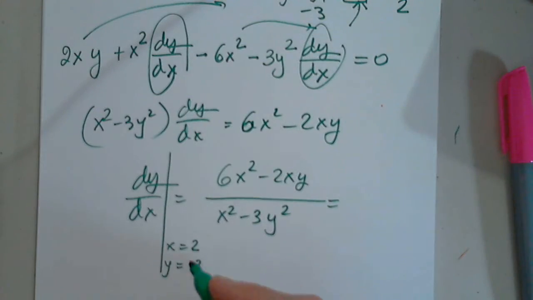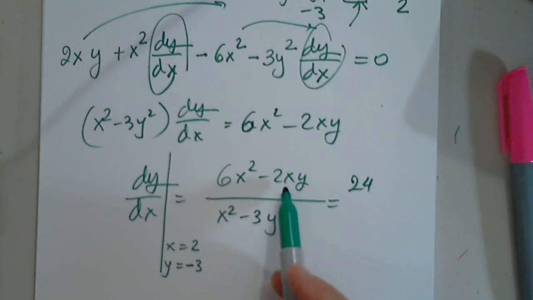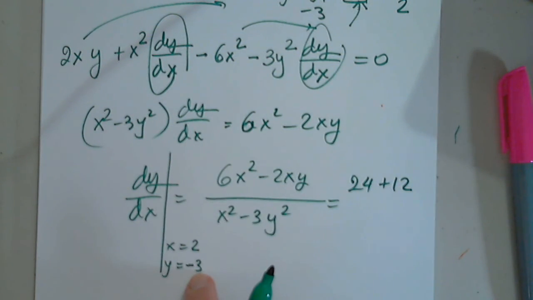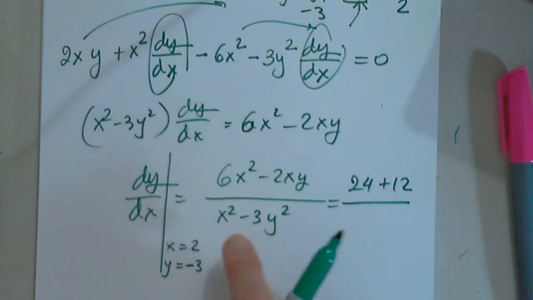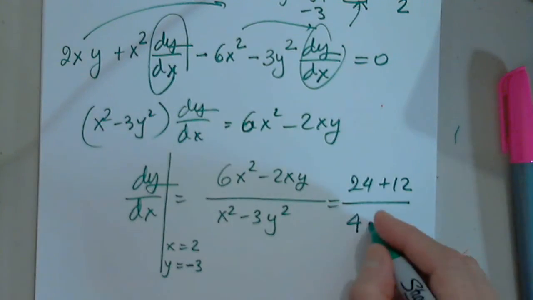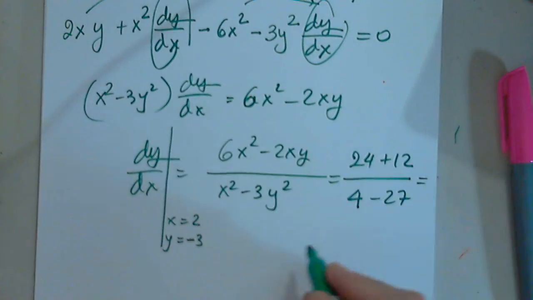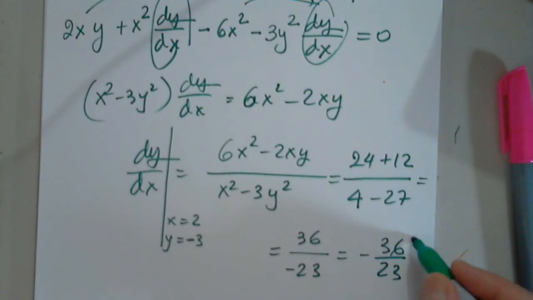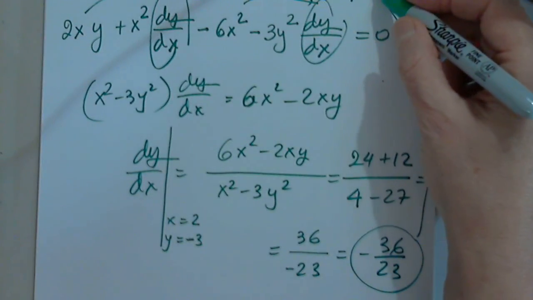That's okay. No worries. Okay, so then I have 6 times 4. 2 times 2 is 4 times negative 3, 12, right? 2 times 2 is 4, times 3 is 12, but it's negative. Over x squared, 4, minus 3 times y squared, 9, times negative 3, negative 27. The numerator, 36. The denominator, negative 23. Answer, negative 36 over 23. And this is the slope right here.